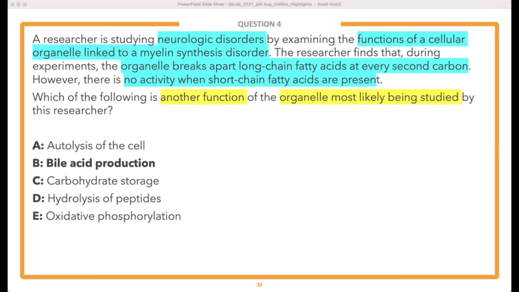And lastly, A, autolysis of the cell. This is a function of lysosomes. They act to digest the cell from the inside. This is a form of apoptosis. And again, not the organelle that's being studied. So hopefully you guys are able to pick up on some things in regards to cell bio today and how to attack some of these questions. And I will pass it over to you, Jeff.